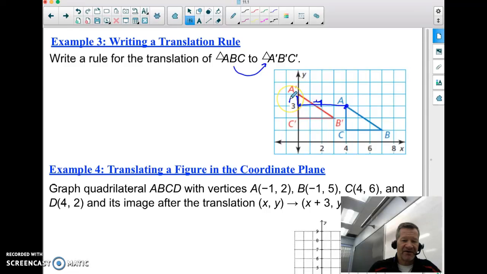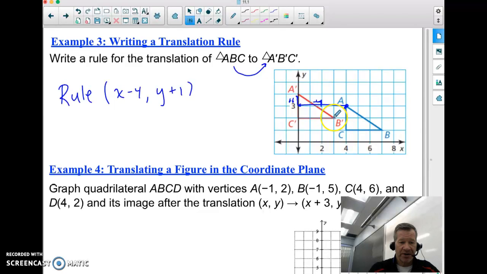So the horizontal component is 4 to the left, the vertical component is up 1. So the rule that we give for this translation is that we are going to take the x values and subtract 4, and we're going to take the y values and add 1. Now notice all I did was with A, but it should be the same for every other point. If you look at B, 1, 2, 3, 4 to the left, and 1 up also. And make sure you're going in the correct direction.